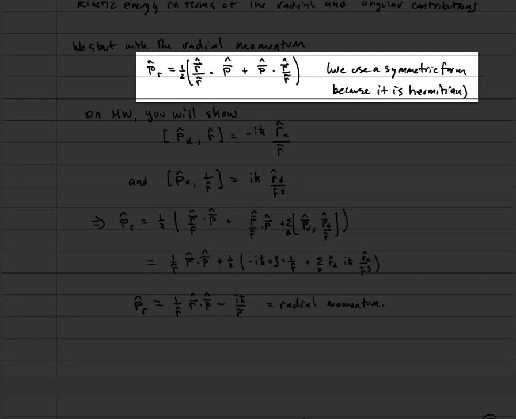So that's what we're going to do. We're going to take the symmetric form and define that to be the radial momentum. So I take 1/2 of R vector over R scalar operator dot P vector plus P vector dot R vector divided by R scalar operator.